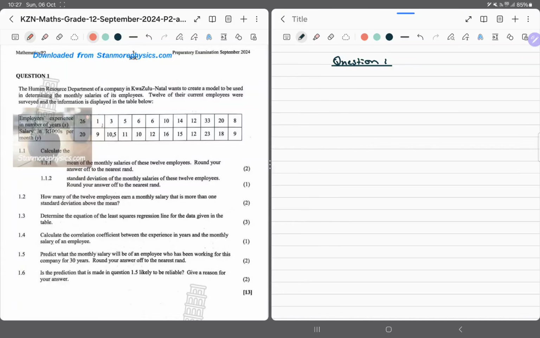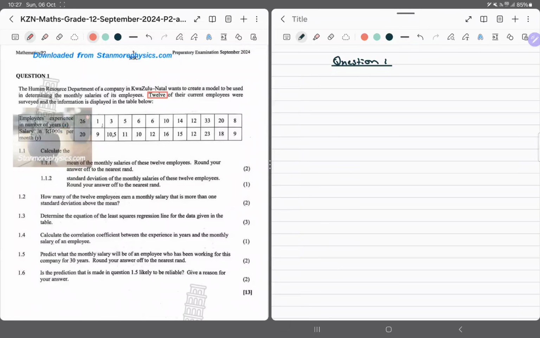Now, question 1 says, the Human Resource Department of a company in KwaZulu-Natal wants to create a model to be used in determining the monthly salaries of its employees. 12 of their current employees were surveyed, so always pay attention to certain specified numbers, and the information is displayed in the table below. We can appreciate we've got bivariate data. So once we see that, we already run into our calculator and know there's going to be some least squares regression coming.